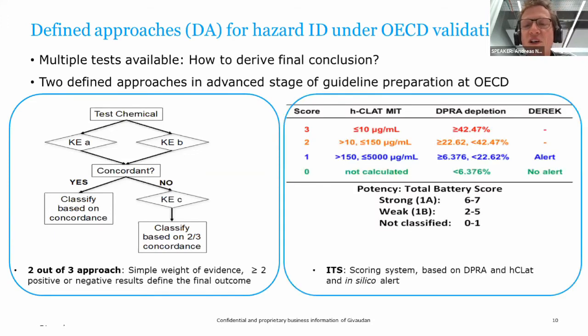And similarly, the other, what is called the integrated testing strategy, is also a sort of weight of evidence. But while in the 2 out of 3 approach we just take the validated prediction model from the individual assays, the ITS transforms the raw data of the assays into scores and then makes a sum of scores, and the sum of scores then defines whether it's a non-sensitizer, a weak or a strong sensitizer. So here it's also just a quantitative weight of evidence approach.